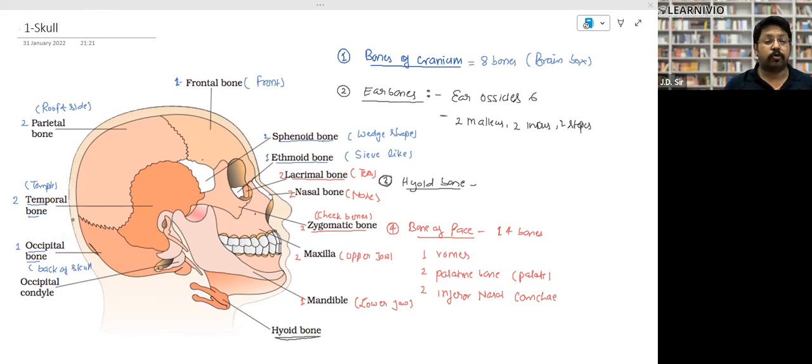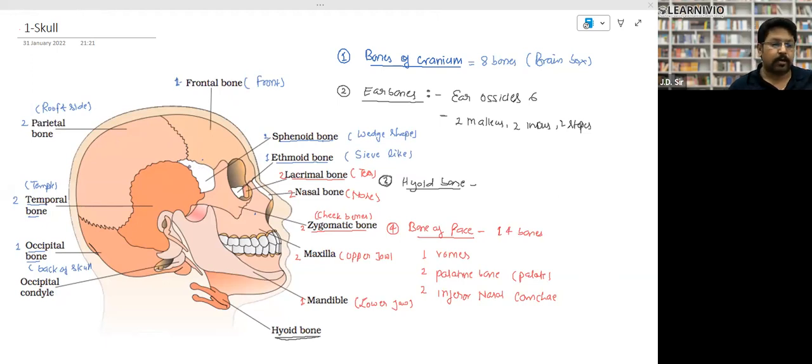Where are the rest of the 2 bones? So look, this white color part is called the sphenoid bone. Sphenoid means wedge shape, right? So there are 2 sphenoid bones, one here and one here. So total 8 bones are there: 2 sphenoid, one frontal, 2 parietal, 2 temporal, one occipital, right? Is that clear?